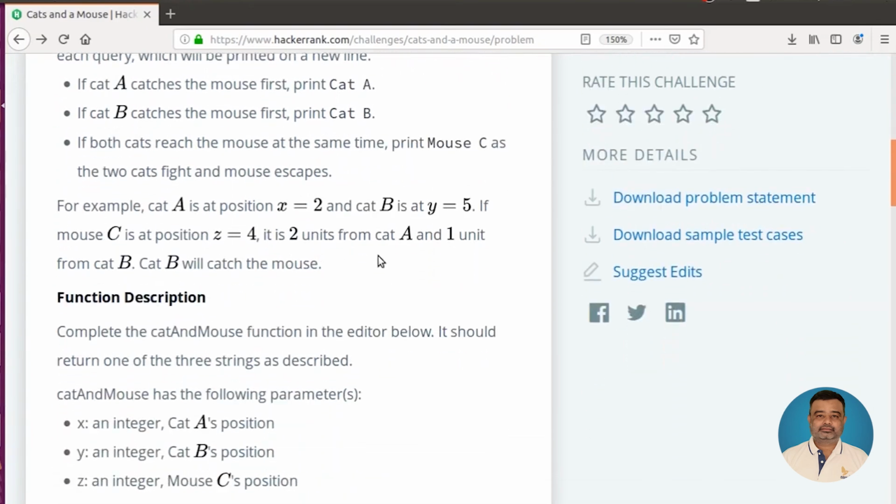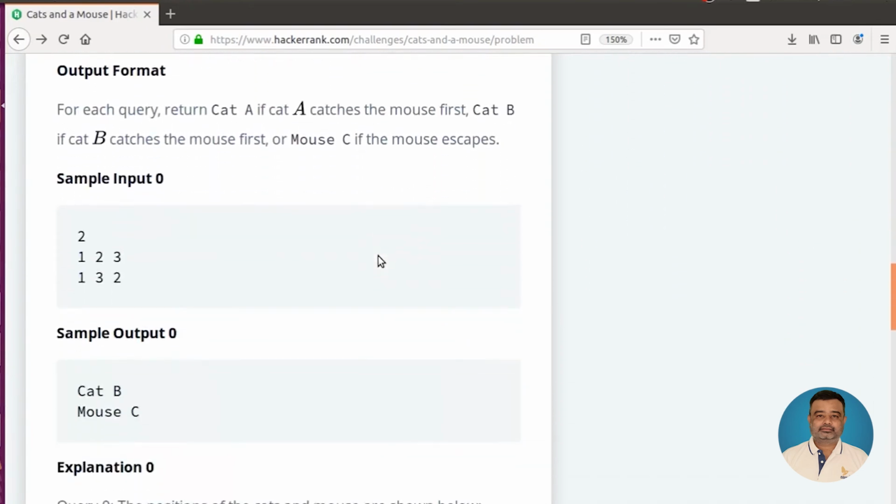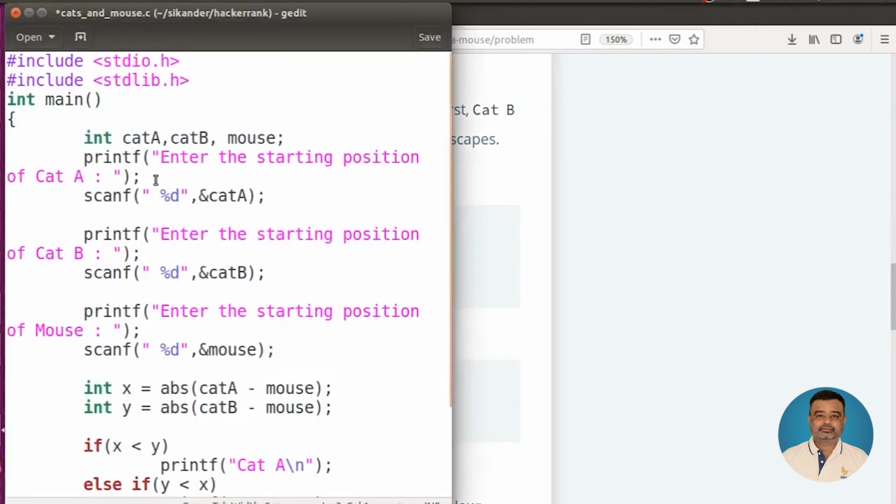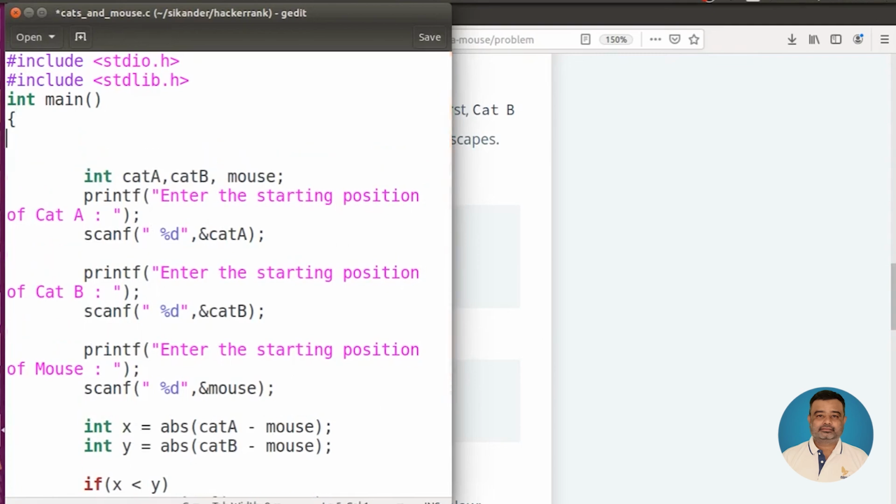Okay. Now let's see the input here. For example, in case the number of queries is 2, they're going to give 2 such inputs, and each input will have the position of cat A, the position of cat B, and the mouse. So if you have to incorporate the number of queries, just go to the code and add the number of queries here.